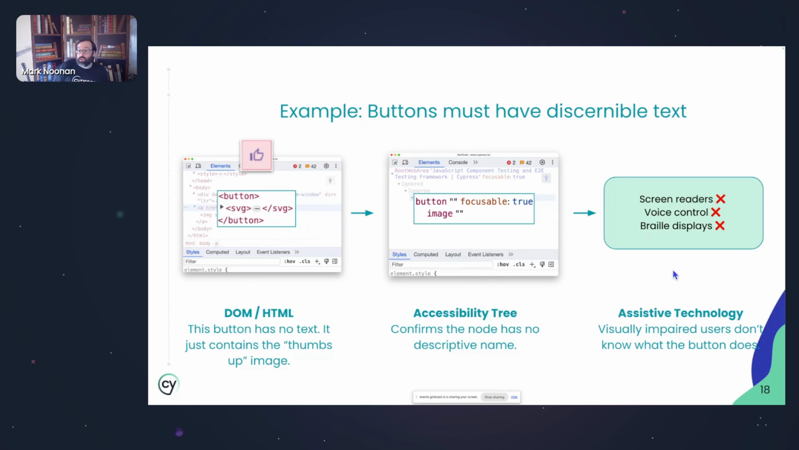And then all these downstream technologies like screen readers and voice controls and braille displays, anything else, is going to have a harder time identifying to the user what might happen. It's just an unlabeled button. It could close the application, it could submit your credit card details, it could do anything. So it might as well not be functional if it doesn't have a label.